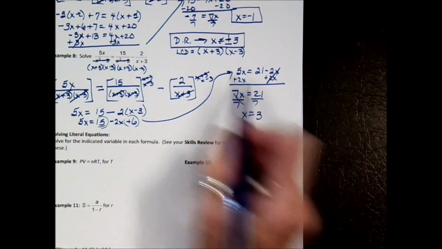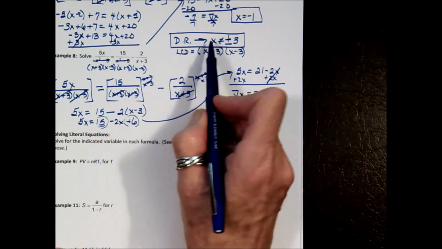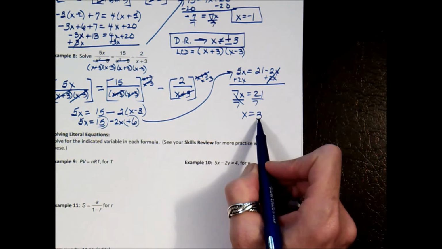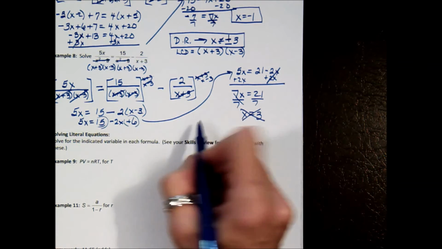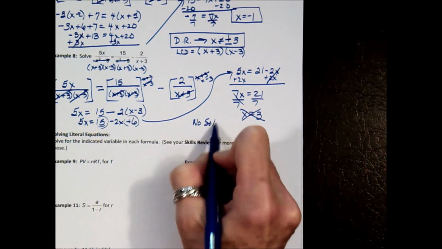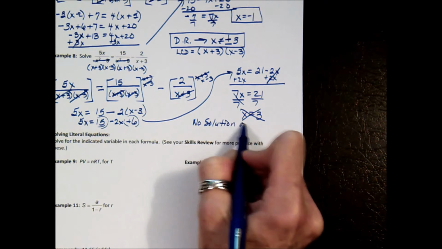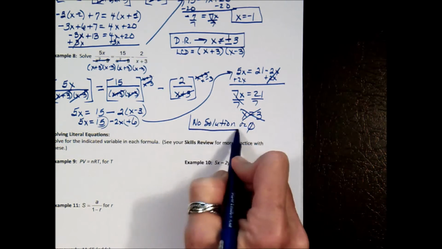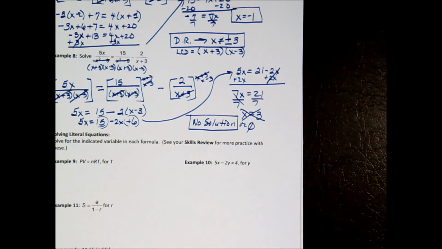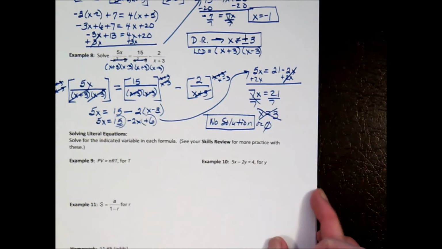But we know from our domain restriction x cannot be positive 3, and that's what we got. I have to discard that, and there is no solution, or the empty set again. So if you get an answer that is in your domain restriction, you have to discard that answer.